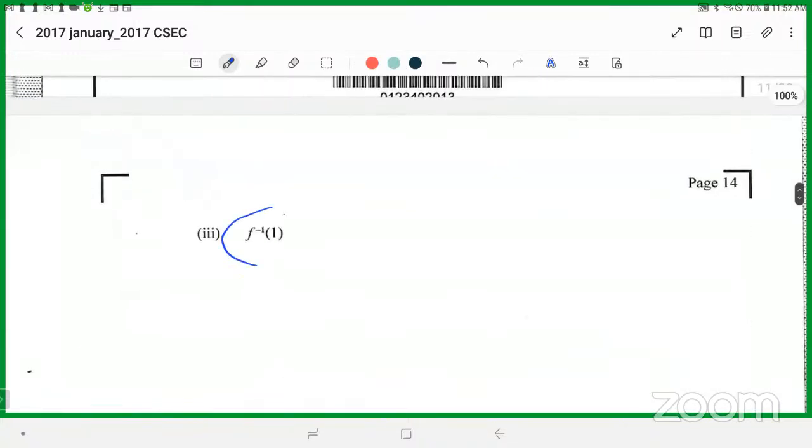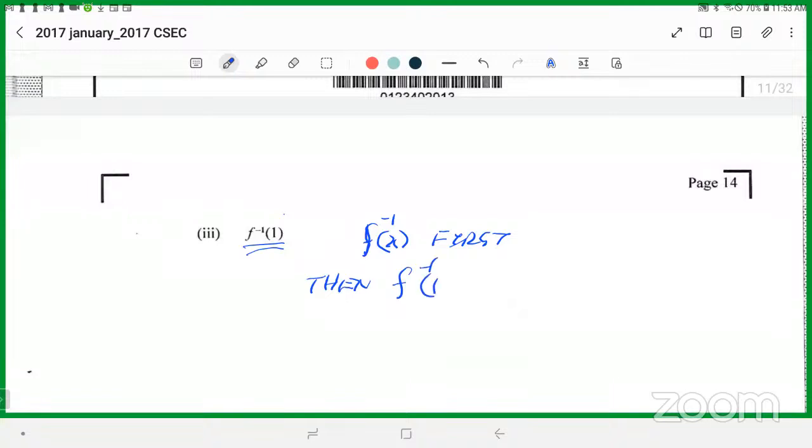Then we want f to the minus 1 of 1. So to do this, we're going to find f to the minus 1 of x first. Then we do the f to the minus 1 of 1 from it. That's not the only way to do it, but that's the approach we're going to use.